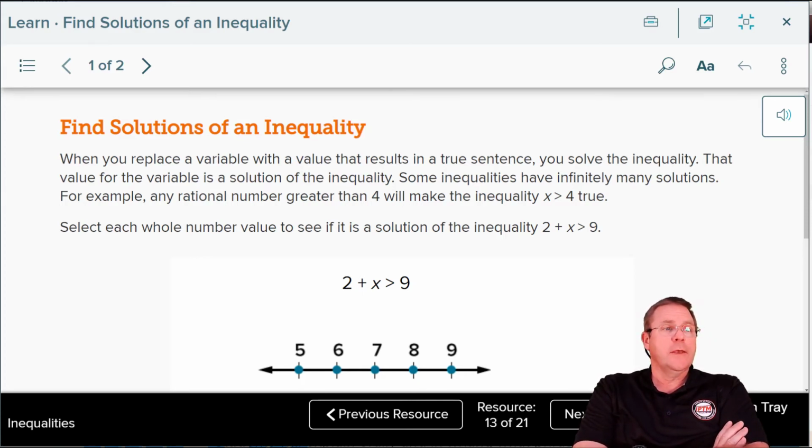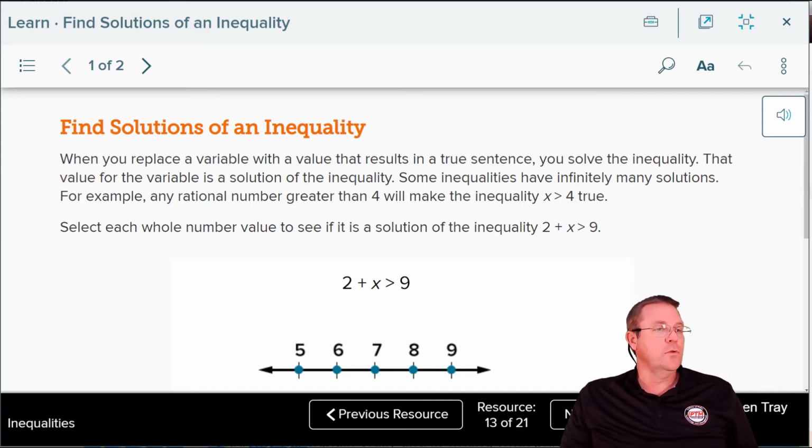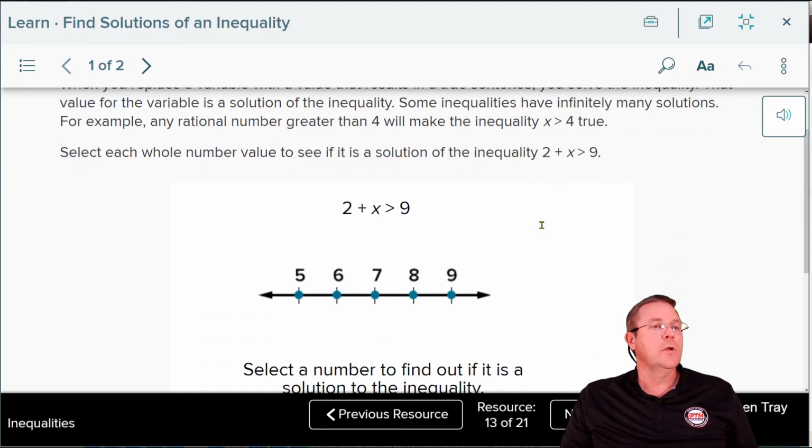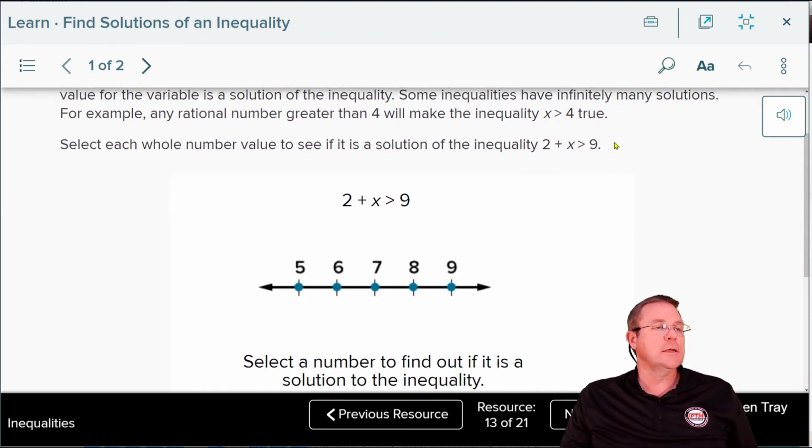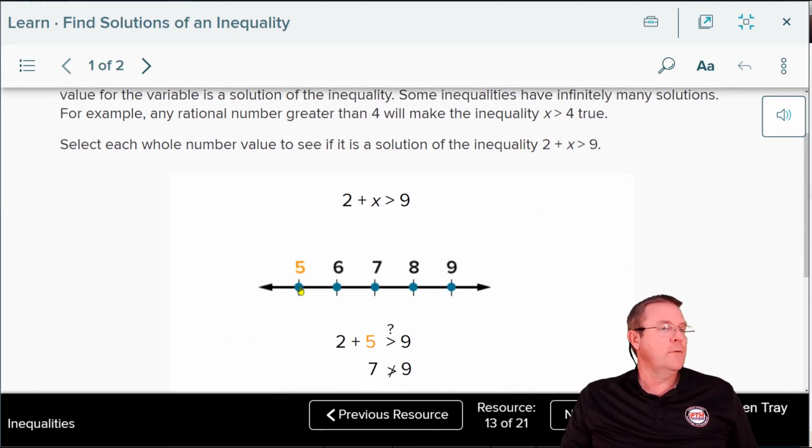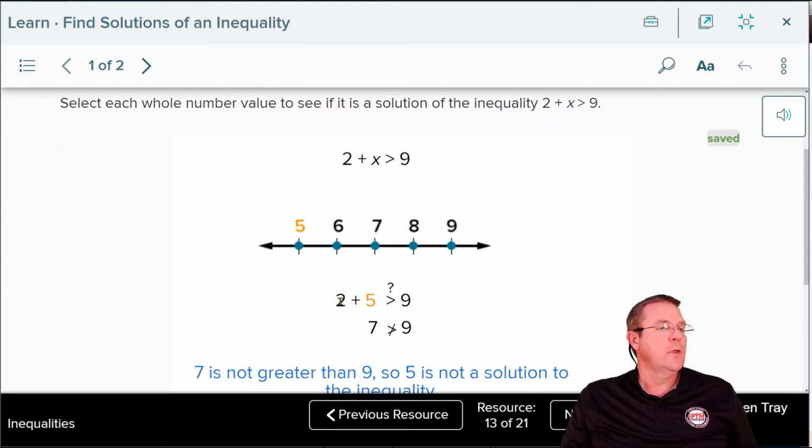Some inequalities have infinitely many solutions. For example, any rational number greater than 4 will make the inequality x is greater than 4. And we're going to select each whole number value to see if it's a solution of this one right here, which says 2 plus x is greater than 9. So if I select the 5, 2 plus 5 is 7. 7 is not going to be greater than 9.